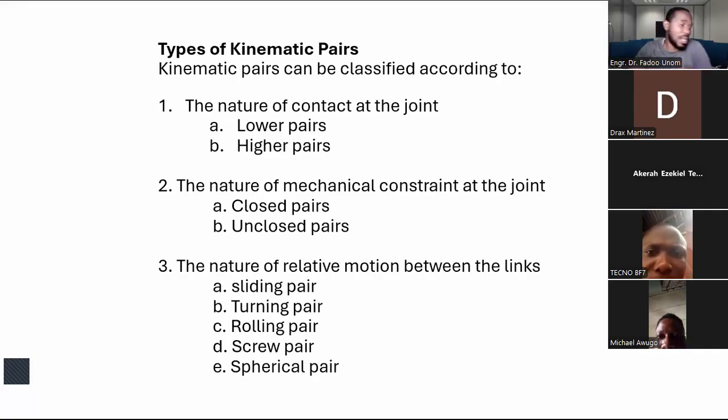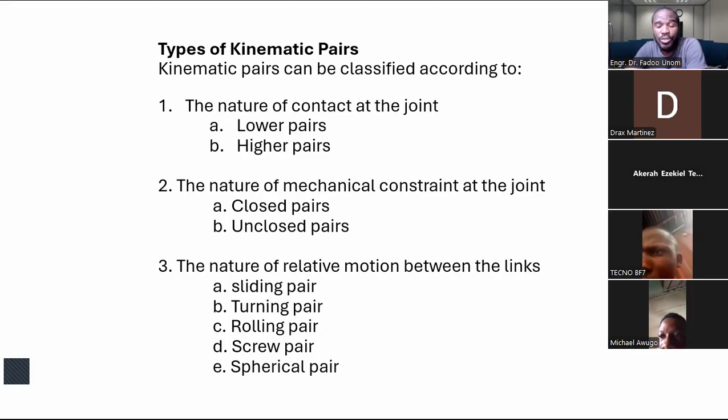Now, try as much as possible not to annotate on the screen, because with Zoom you are able to make marks, to make notes on the screen. Try as much as possible not to do that, because whatever you do shows up on all our screens. So we looked at the types of kinematic pairs.